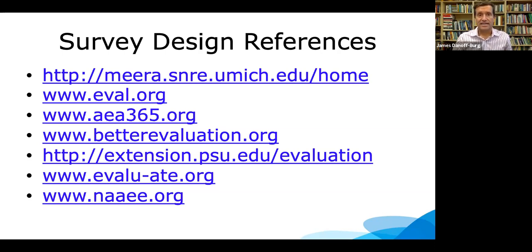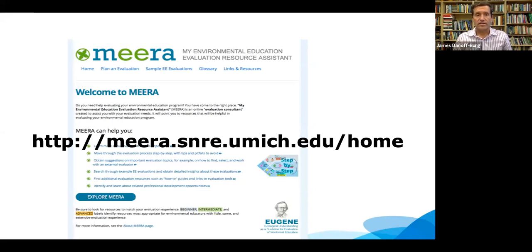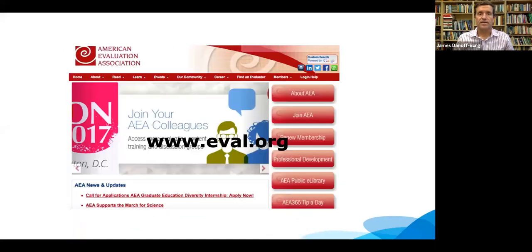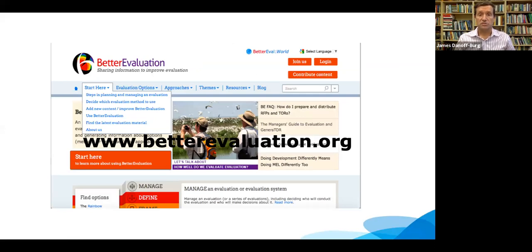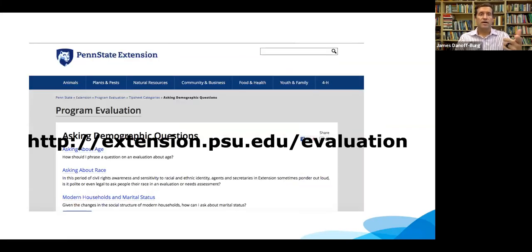And on each of the next slides, it has a screenshot of what the page looked like when I first put this together. There's the next one from the American Evaluation Association. This is from AEA 365. They have lots of great stuff on there. Better Evaluation is a useful place to try to better understand how to improve evaluation processes. The Extension Service at Penn State, these are the people that work with folks in the field. They have a bunch of good tools, like asking demographic questions, for example, is one of their useful tools. How to ask it in a way that's sensitive and appropriate culturally.